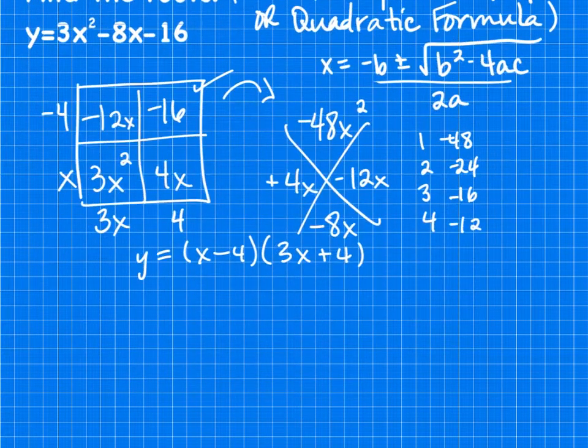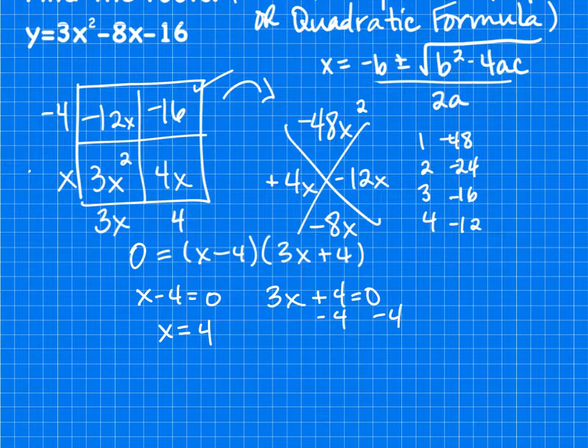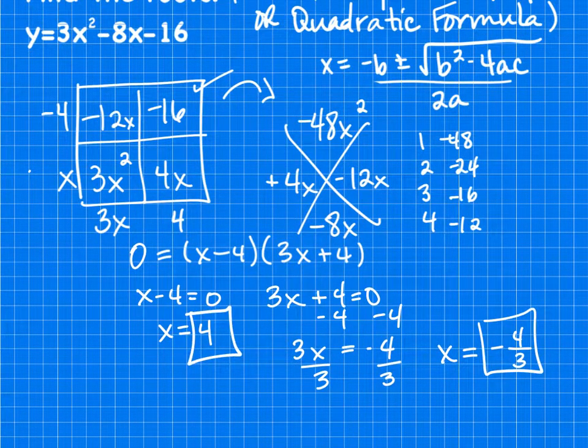Because we're finding the roots, I'm going to put a 0 in for y and set each part equal to 0. So x minus 4 equals 0, and 3x plus 4 equals 0. And then solve. So this one's going to give me x equals 4. This one may take a few more steps for many of you. Divide by 3. So we get x equals negative 4 over 3. Those are my two answers.